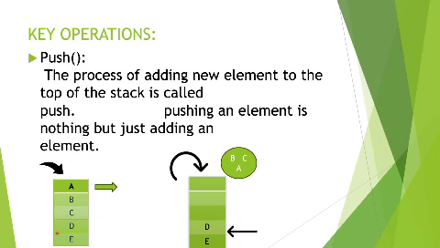Here are some key operations of stack: push, pop, is full, is empty and top. Here comes the push. The process of adding a new element to the top of the stack is called push. Pushing an element is nothing but just adding an element. If we see this particular diagram, the top element is D. After inserting C, B and A, the stack reaches the maximum size and we can no more add the elements.